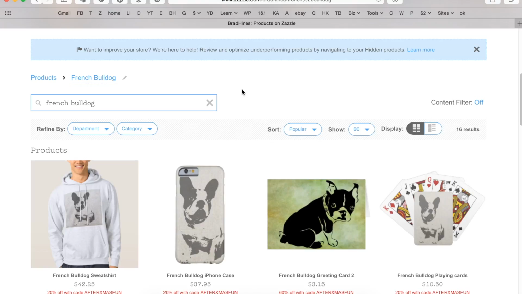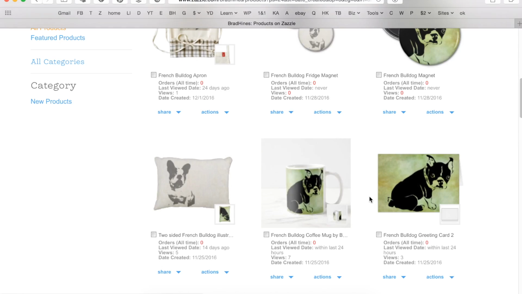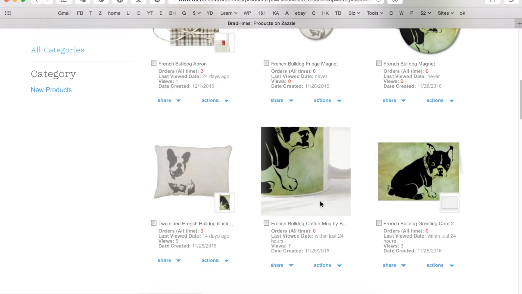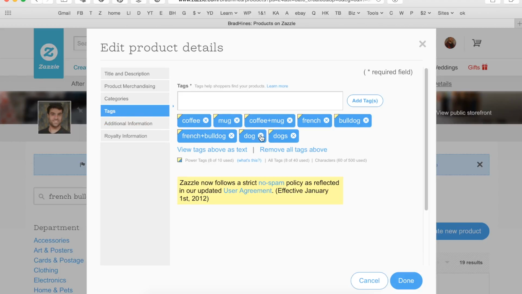So honing in on that a little further, let's talk about the importance of good keywords. So here's my French Bulldog coffee mug. Let's go in and check and see that we do in fact have good keywords for it. So I'm just going to go to Edit. And then on the left, you're going to go down to Tags. And here's the ones that I've used. So we can see that here's the lesser important keywords. Dog and dogs are very generic. What's much better that I have here is French and bulldog, and then of course the combined one.